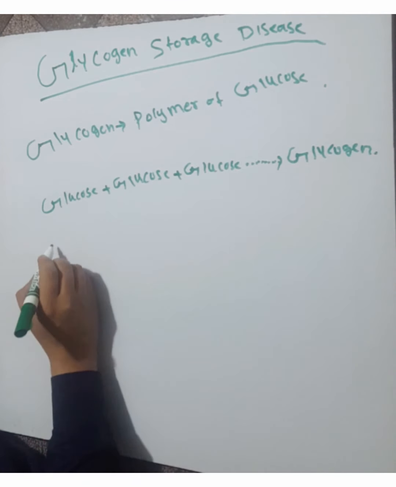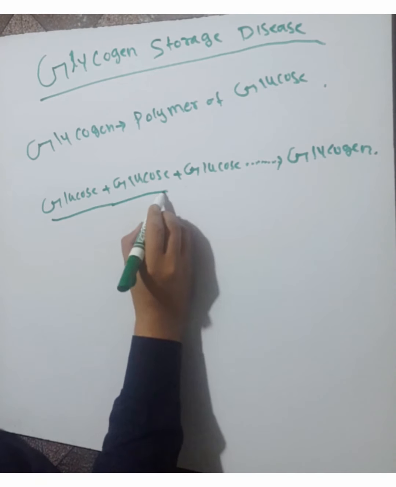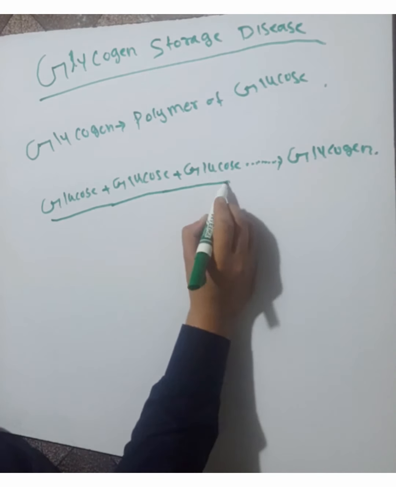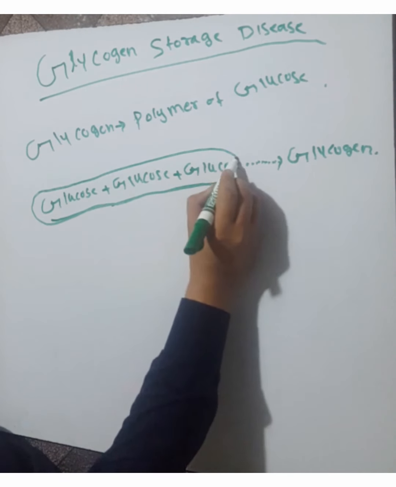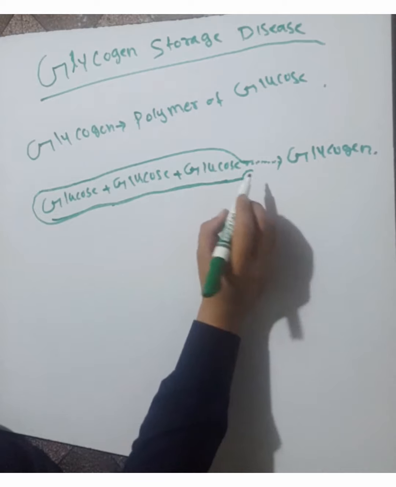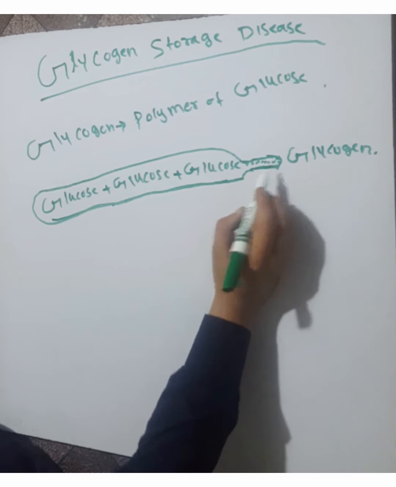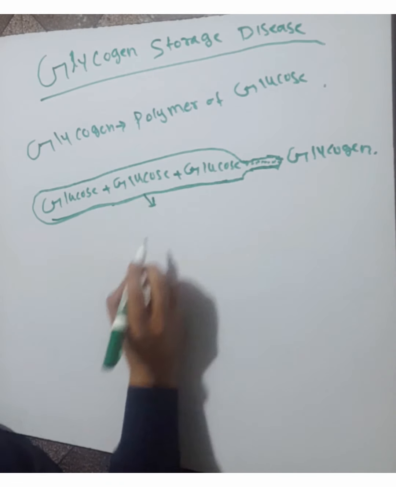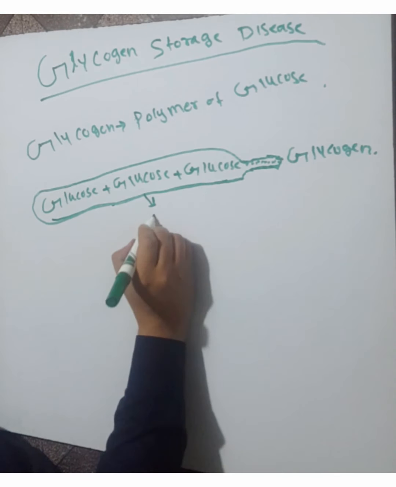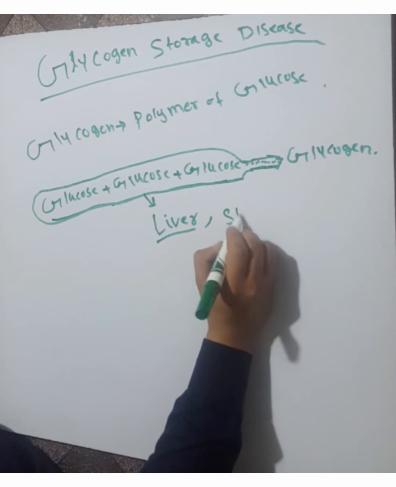When there are many glucose molecules and the glucose molecules are greater than the needs of the body, these glucose molecules will convert into a polymer, a long chain of glucose molecules. This is called glycogen, and this glycogen is stored in the liver and skeletal muscle.